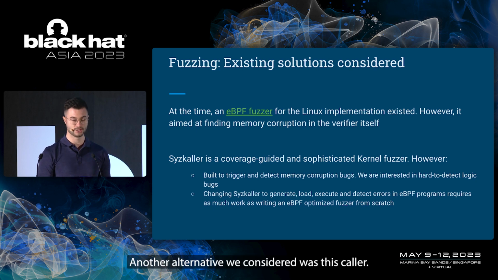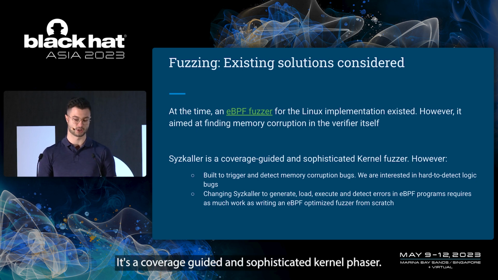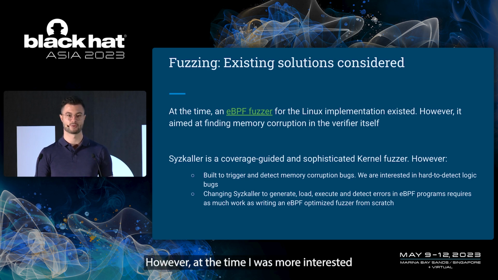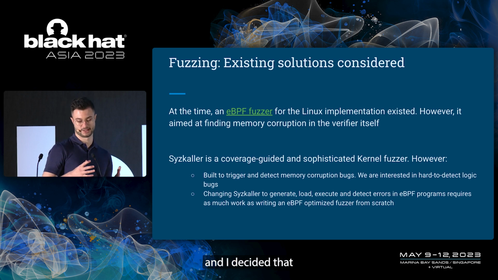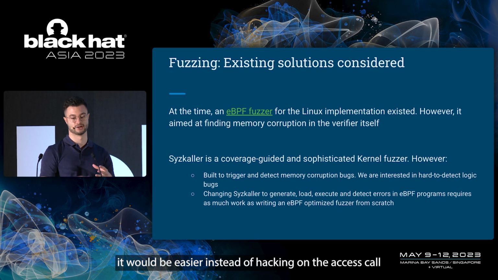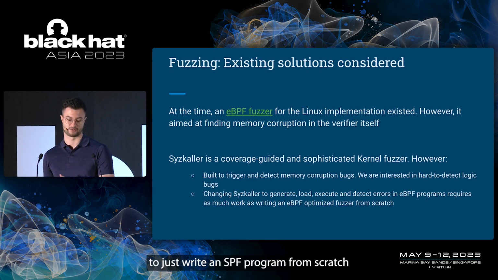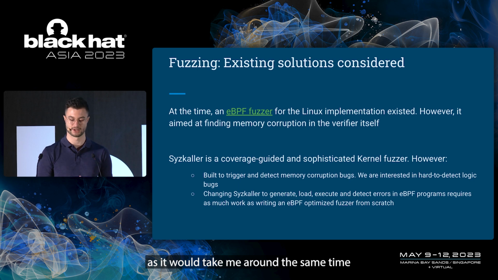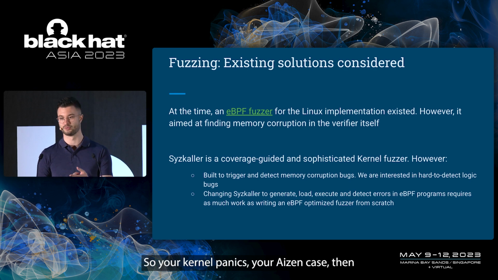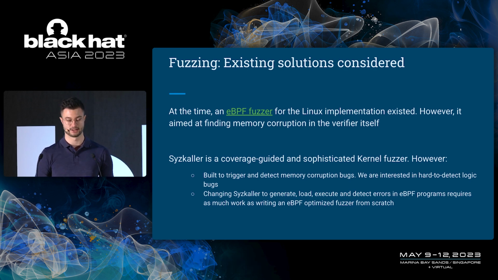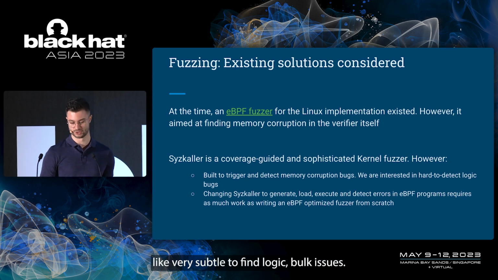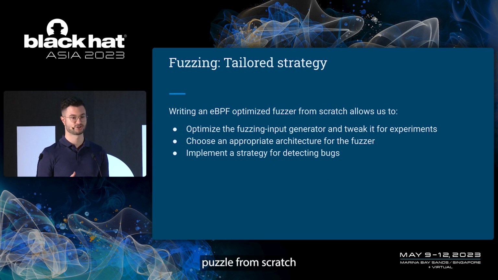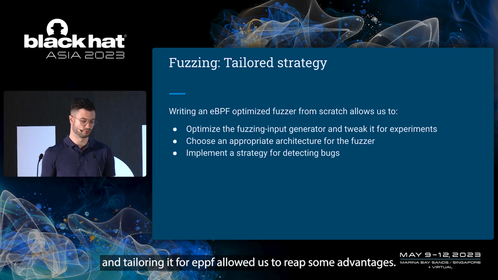Another alternative we considered was syzkaller. It's a coverage-guided and sophisticated kernel fuzzer. However, at the time, I was more interested in finding a singular issue, and I decided that it would be easier, instead of hacking on the syzkaller Go source code, to just write an eBPF fuzzer from scratch, as it would take me around the same time. And syzkaller is built to trigger and detect loud memory corruption issues, so your kernel panics, your ASAN, KASAN alerts, if you will. And we're interested in these very subtle, hard-to-find logic bugs. So writing a fuzzer from scratch and tailoring it for eBPF allowed us to reap some advantages.